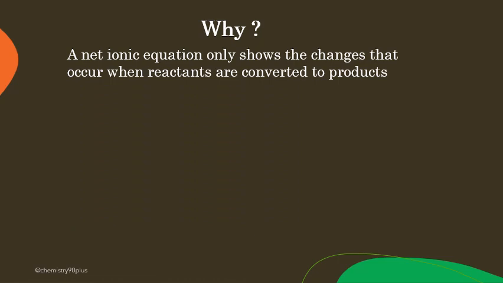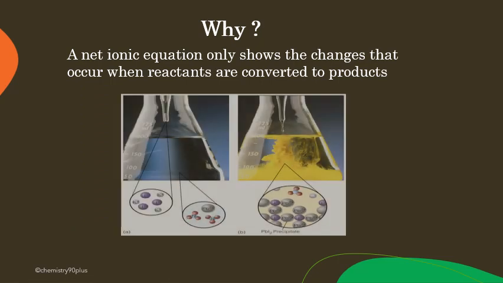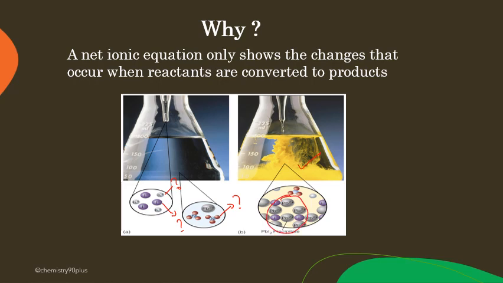So which ion is responsible for the formation of the precipitate here, the yellow solid? Is this ion responsible, or is this ion responsible, or is this ion responsible? From a chemist's point of view, it's important to know which ions are responsible for this chemical change. So we can see that this is the solid formed here. So only lead ions and iodide ions are responsible for the reaction.